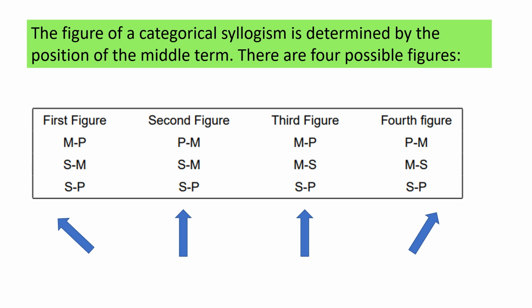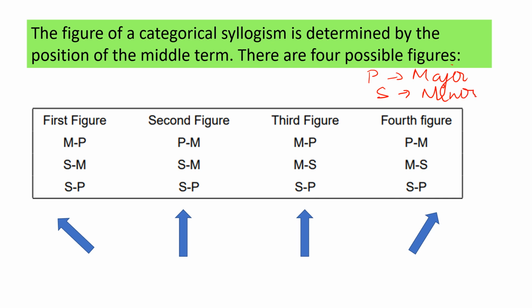What is figure? The figure of a categorical syllogism is the position of the middle term. What is it, students? It is the position of the middle term. So as I told you, we studied about mood, but figure tells where the middle term is present in the categorical syllogism. For example, P is the major term and S is the minor term. Okay, students, you have to remember P is the major term and S is the minor term, right?